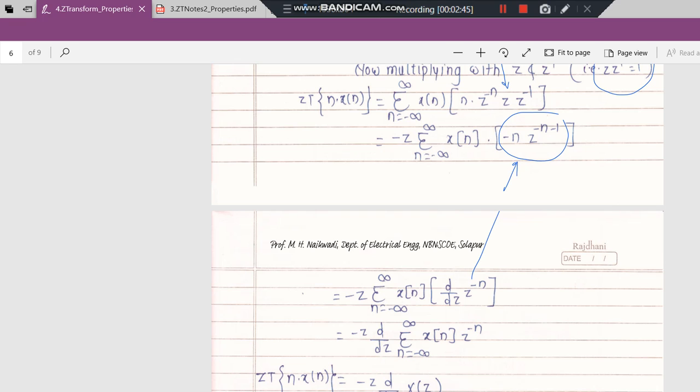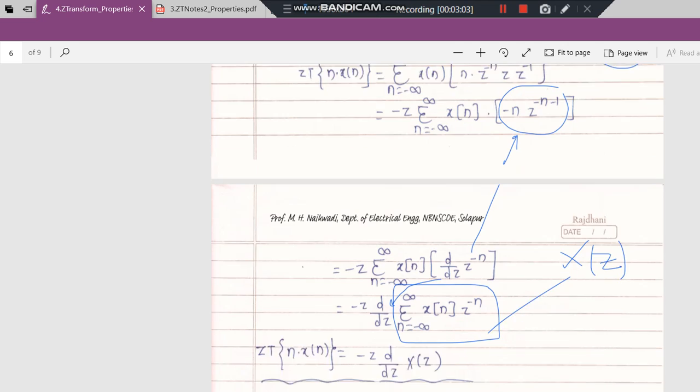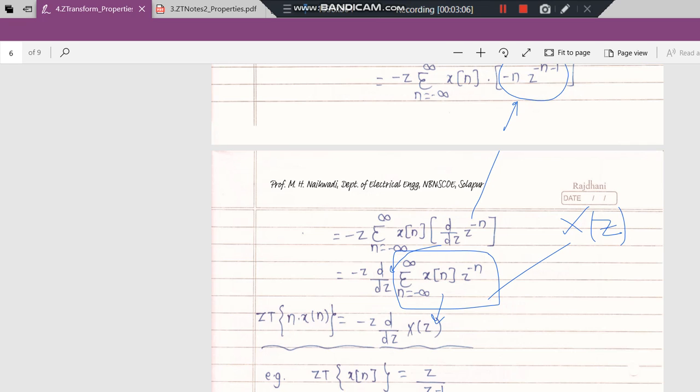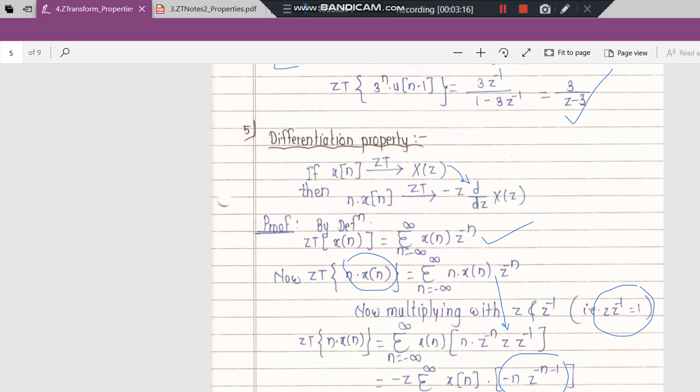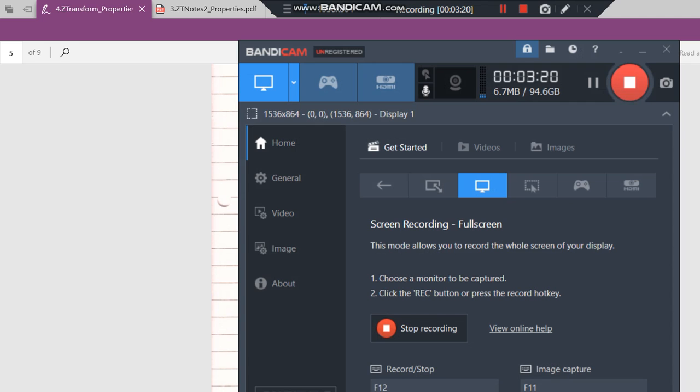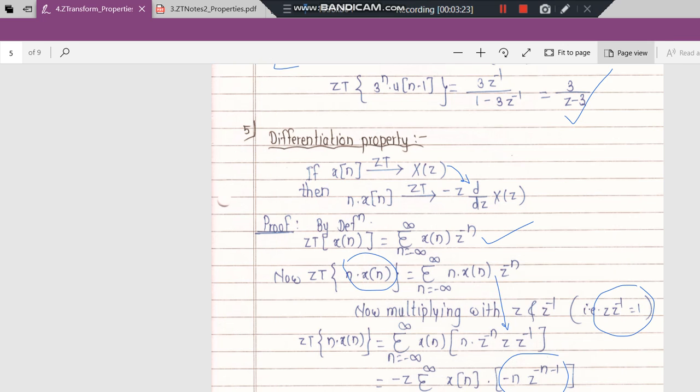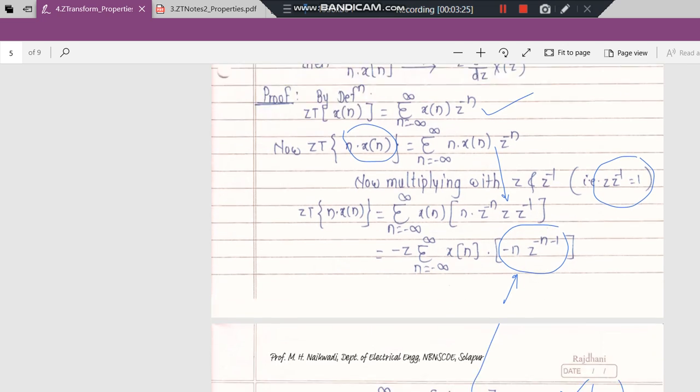So here, minus z is outside. I have taken minus z outside. Now simply d by dz also I can take outside the summation, and inside the summation I will have only this part, which is nothing but my x of z. So I can write here simply this is x of z. So the Z transform of n into x of n is nothing but minus z d by dz of x of z. This is the differentiation property of the Z transform. So how do we use this property to solve a numerical?